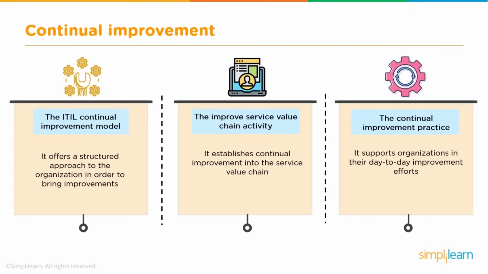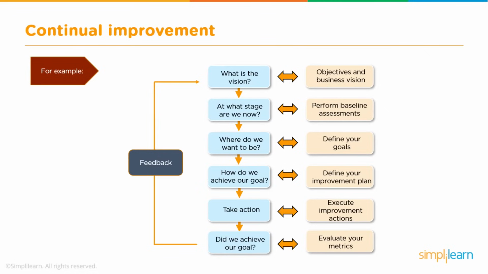This happens aligned to the CSI model, which is redefined compared with the model defined in the previous version of ITIL. It has 7 steps. What is the vision being the first question. Where are we now, at what stage are we now? Then where do we want to be, how do we achieve our goal, how do we get there? Once you have a plan, take action to get there. Then did we achieve our goal, did we get there? Then keep the momentum going by having that feedback. So this CSI model for continual improvement is aligned and followed.